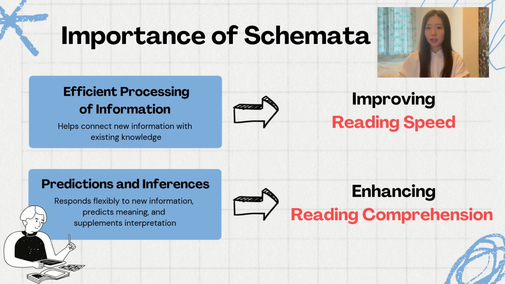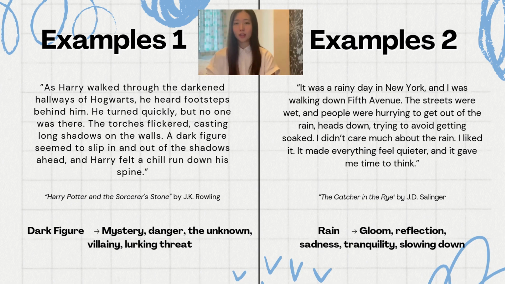And also, readers can predict what may come next in the text. These benefits lead to improved reading speed and enhanced reading comprehension. So, these are examples of schemata. About example 1, the word dark figure reminds readers of mystery, danger, the unknown. For example, the concept of wizards in Harry Potter would also be difficult to understand without that existing knowledge. So this is a reason why schemata is important for reading comprehension.